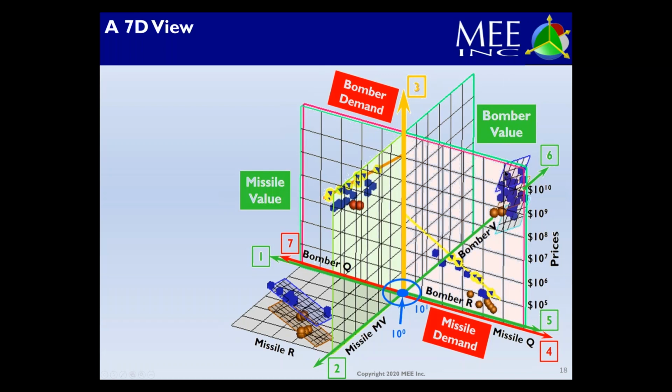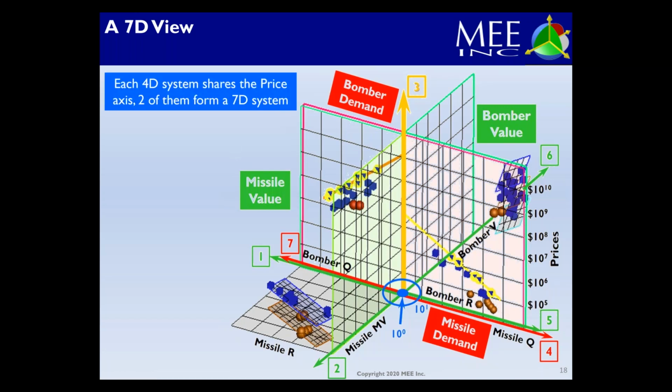And what that means then is that we had 4 dimensions for the bombers. We had range and speed and price and bomber quantity. Now, of course, the bombers have the same price axis as the missiles do. Therefore, we don't need to replicate it. Therefore, we only need to add dimensions 5, 6, and 7 to get a complete view of both markets. Now, you could draw this in any kind of engineering program. I happen to choose one for this.